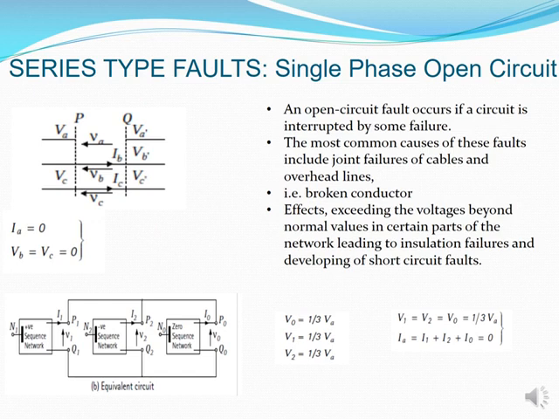Then we look at our series type faults. So we had two of the series type faults. It was your single phase open circuit first. And this, as you can see on the picture there between P and Q, you actually have an opening that is happening on the top phase, which is our A phase. So when you have an open circuit that occurs in that scenario, then you will know that your IA equals 0 and your other voltages are going to be equal to 0.